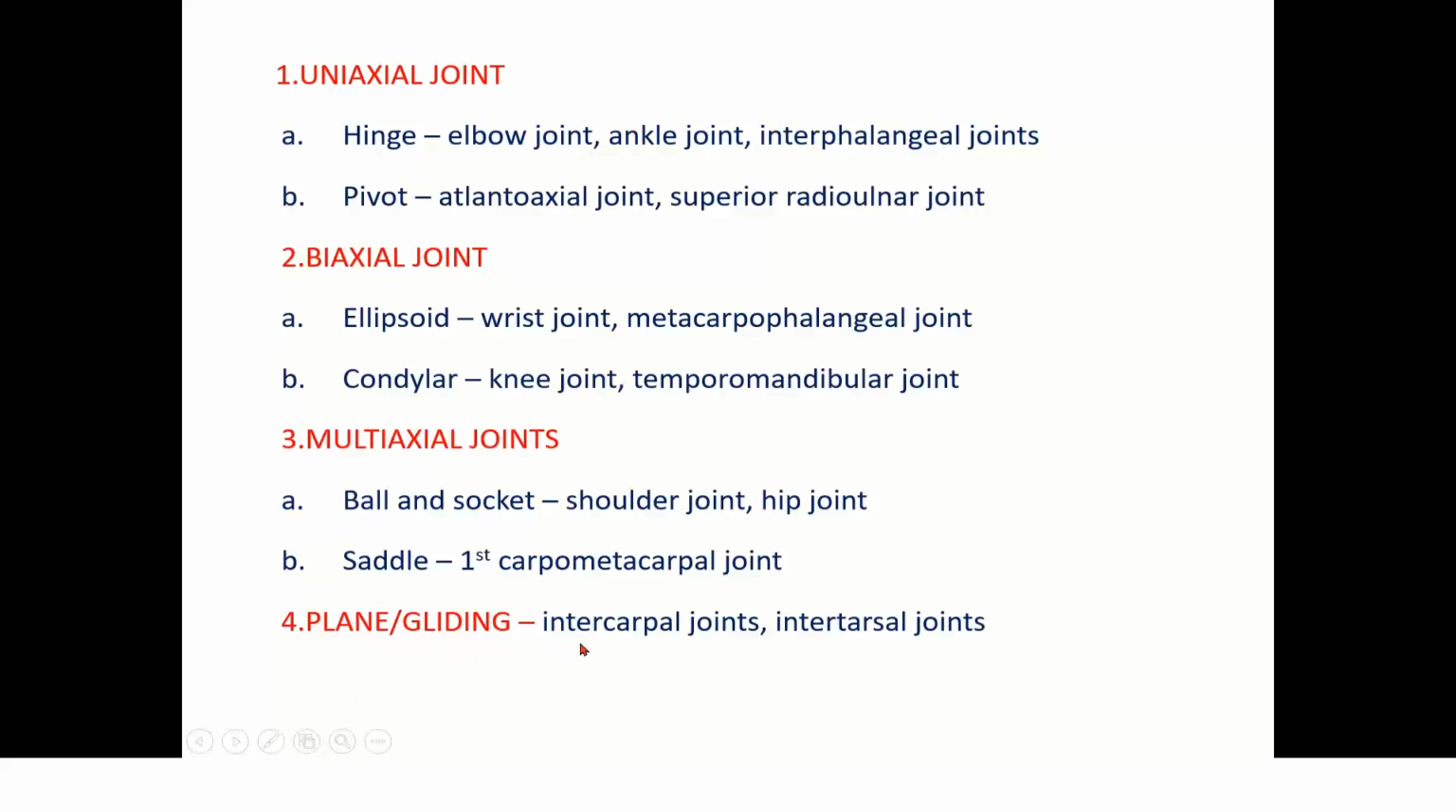Then plane or gliding joints. Examples are intercarpal and intertarsal. They allow only slight gliding movements.